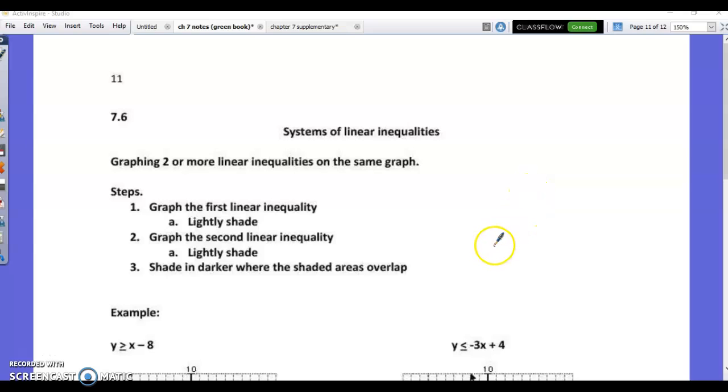Okay, so this is the final section of this chapter. We're graphing systems of linear inequalities, and we know systems are more than one, right? So in the previous section we did linear inequalities where we graphed a line and shaded. Now we are going to graph two lines and share a common area.